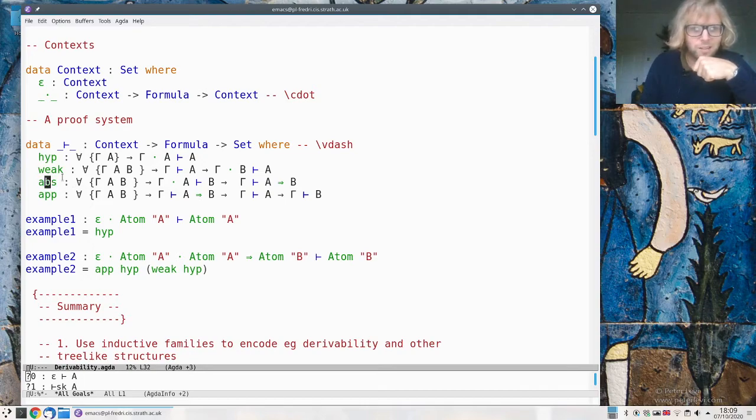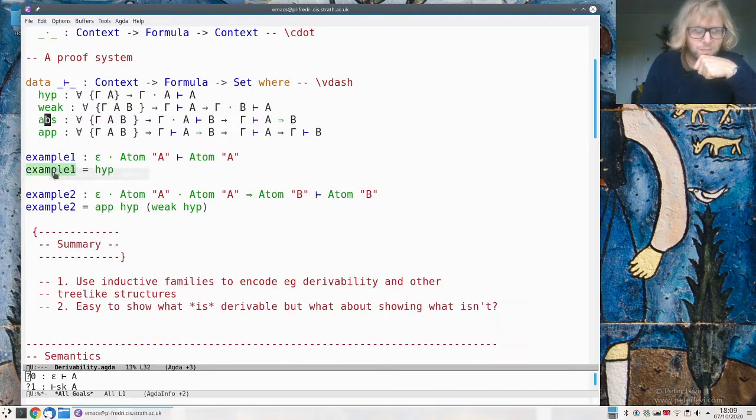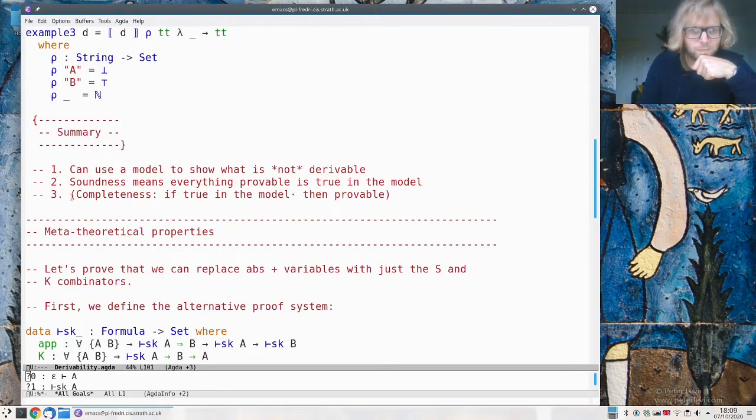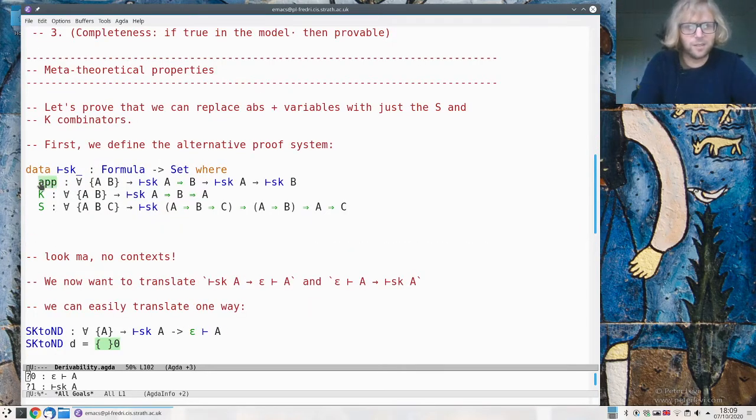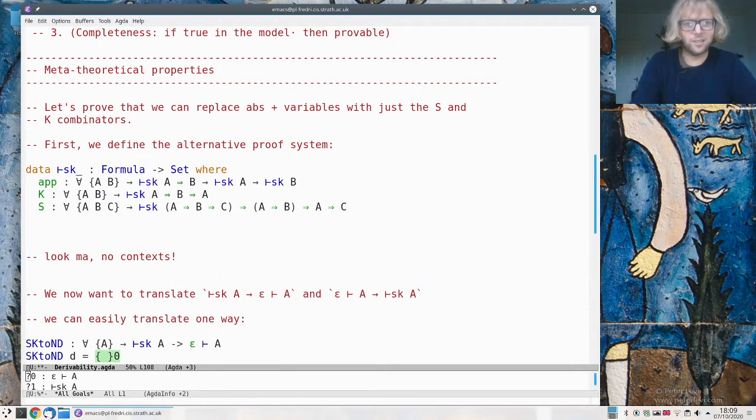Let's prove that we can actually replace these concepts with another system where we keep the application, but instead we have just the combinators K and S, which you might remember from combinatory logic. So we keep the application and we have these two combinators instead of abstraction and variables. And because we have no variables, we see that there are actually no contexts needed here, right? It's just a system where we say which formulas are derivable. And we're not using abstraction, we're using S and K, an application instead.